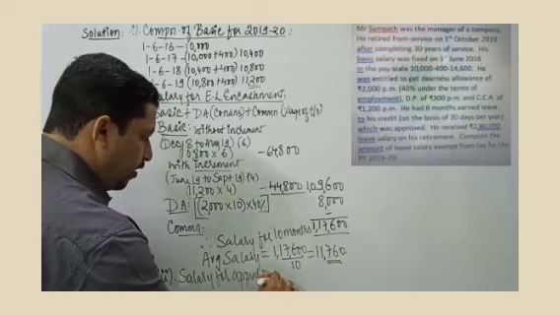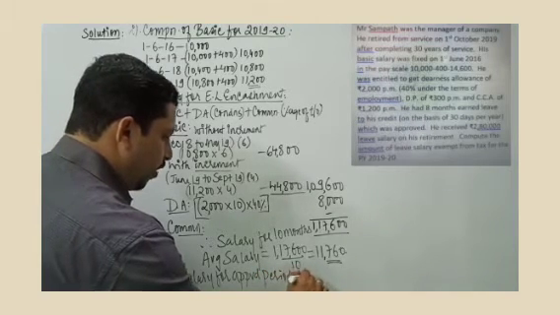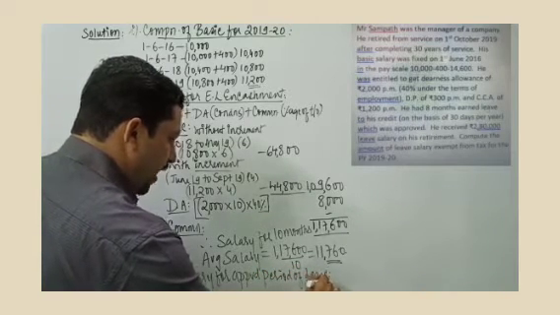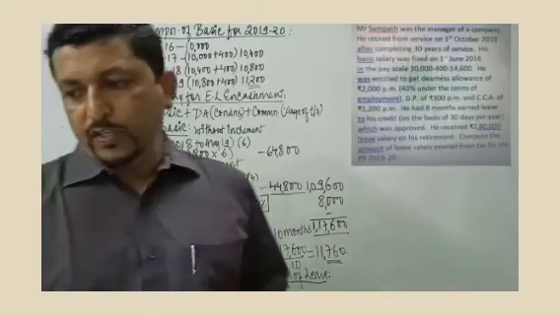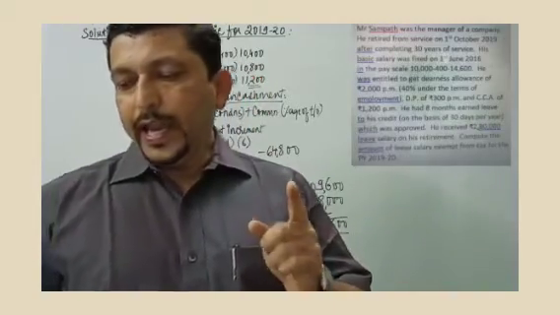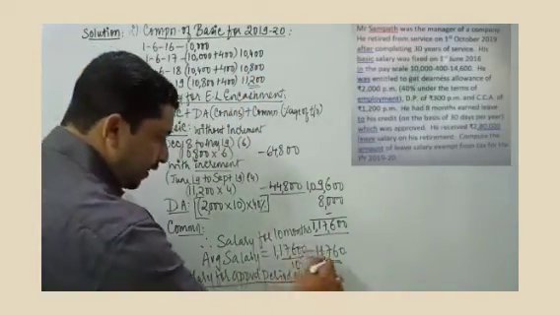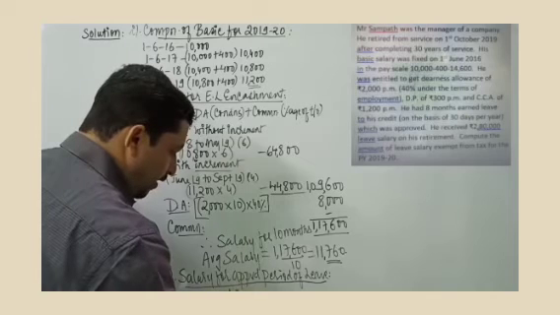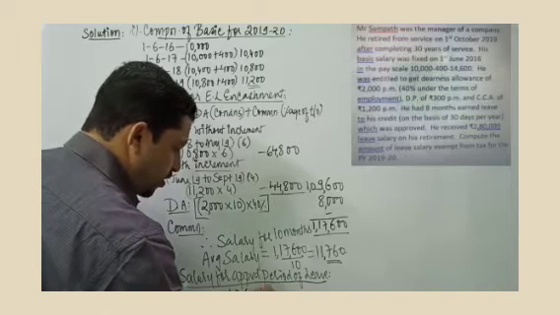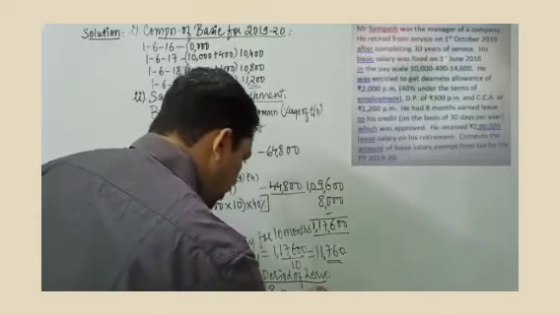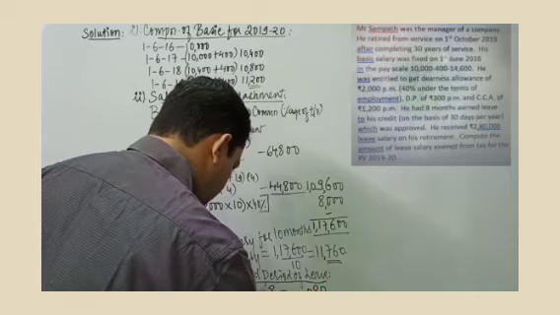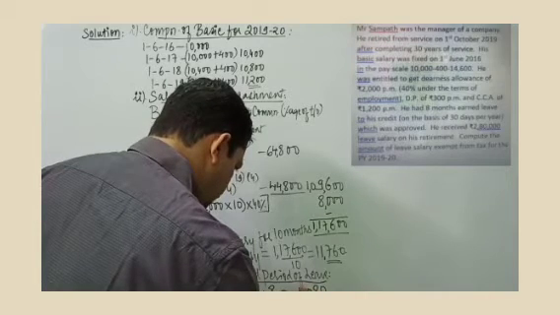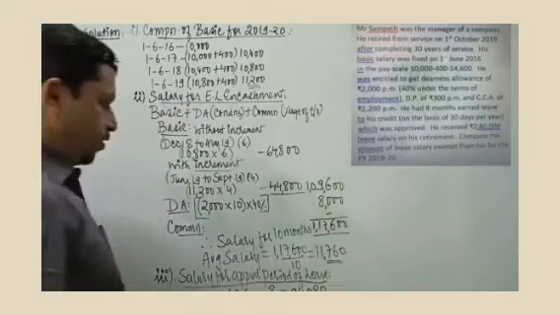Salary for approved period of leave. As we are aware, in this problem the approved period of leave of Mr. Sampath is only 8 months. So we take the average monthly pay, 11,760 into 8. That number will be 94,080.